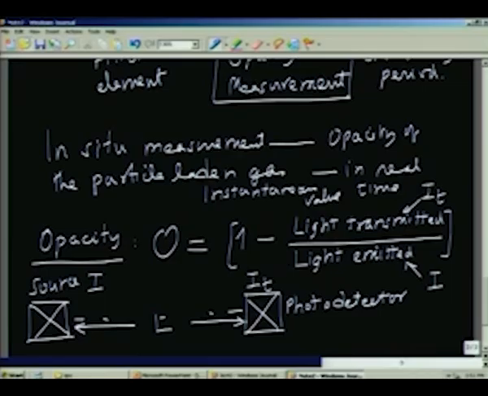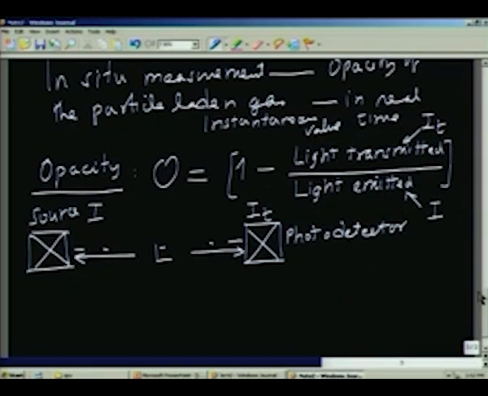That means that much has reached this place. So, this is the transmitted amount. It is nothing but 1 minus the transmittance. So, we can also define it as 1 minus tau, 1 minus transmittance. So, what is measured is the ratio of these two, and then you find out the opacity, and opacity can be a measure of the amount or concentration of the particulates.